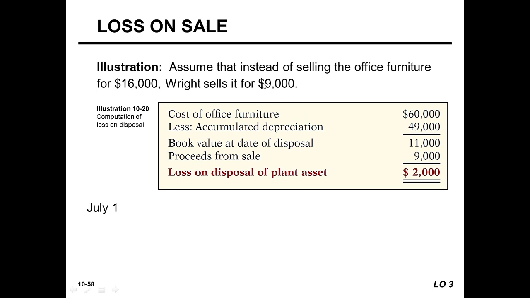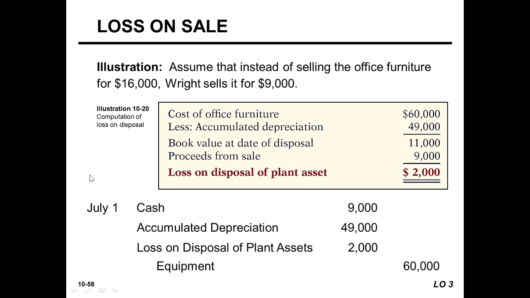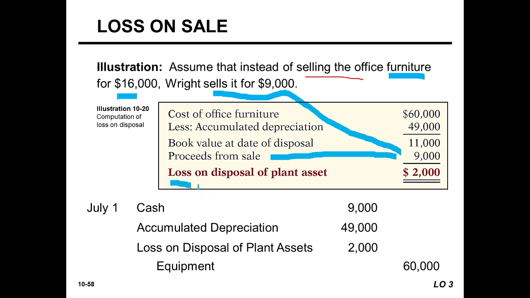Now illustration, assume that instead of selling the office furniture for $16,000, the sale is for $9,000. The same matter as in the previous slides, where it was $16,000, but now only $9,000. So a loss occurs. We record a loss on disposal of plant assets, and you know that this loss will be debited, loss debit $1,000. So cash, accumulated depreciation, and equipment. Okay, I think everybody is clear.